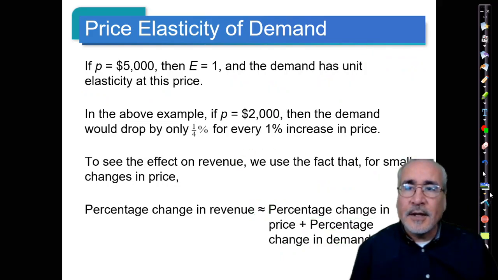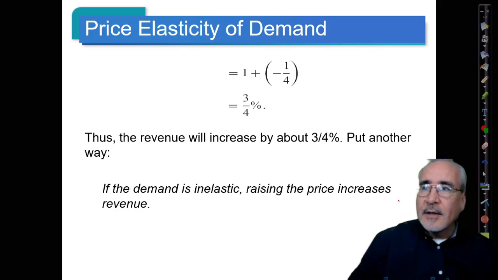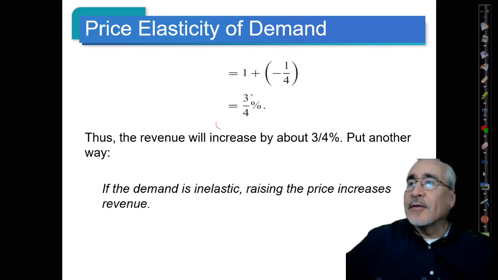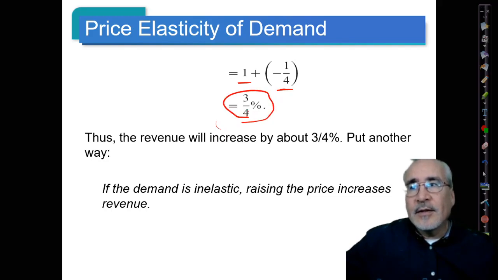So let's see how that would affect things. So remember that the demand is dropping by 1/4, so that's a negative. So when we look over this, a 1% increase in price results in a negative 1/4, a drop of demand by this much. So the revenue actually changes by about 0.75%. It increases by 0.75%.